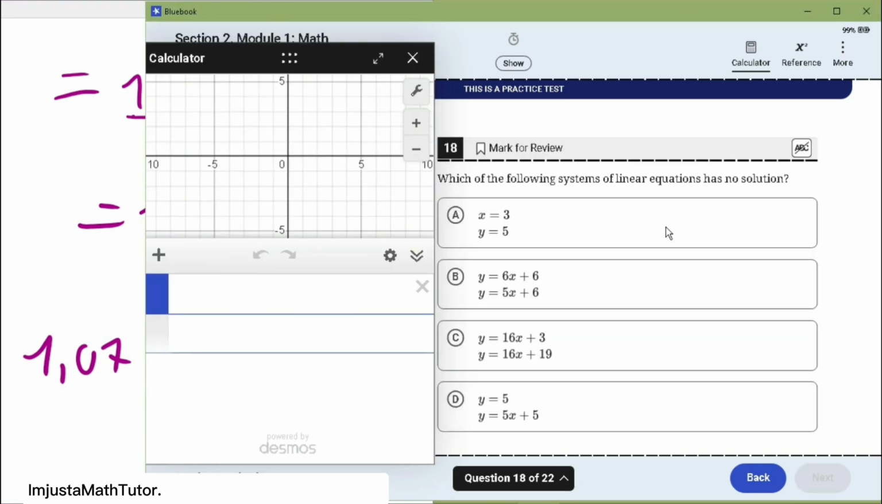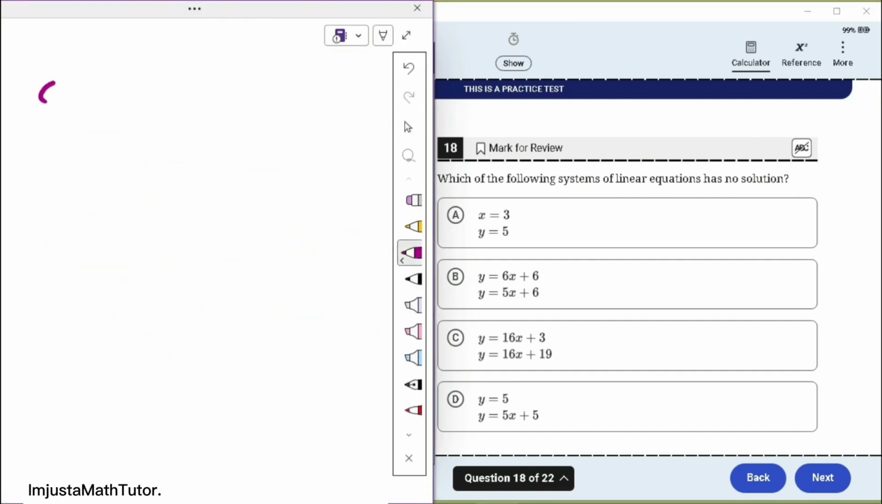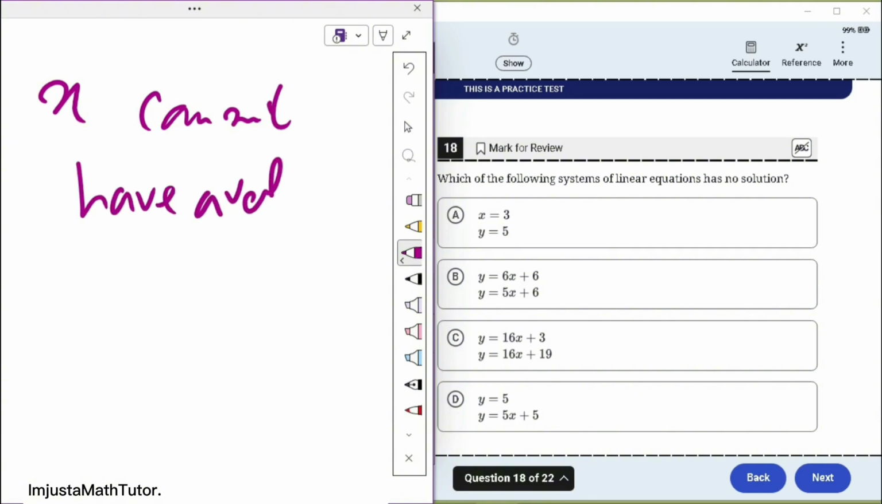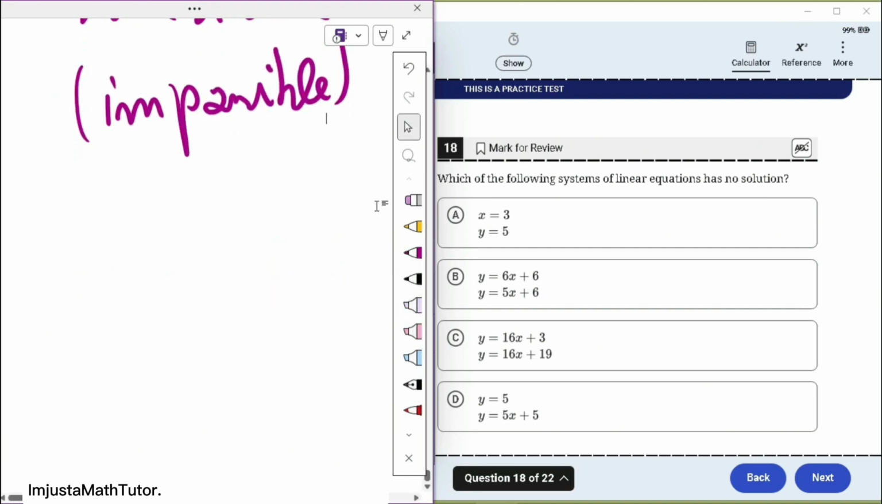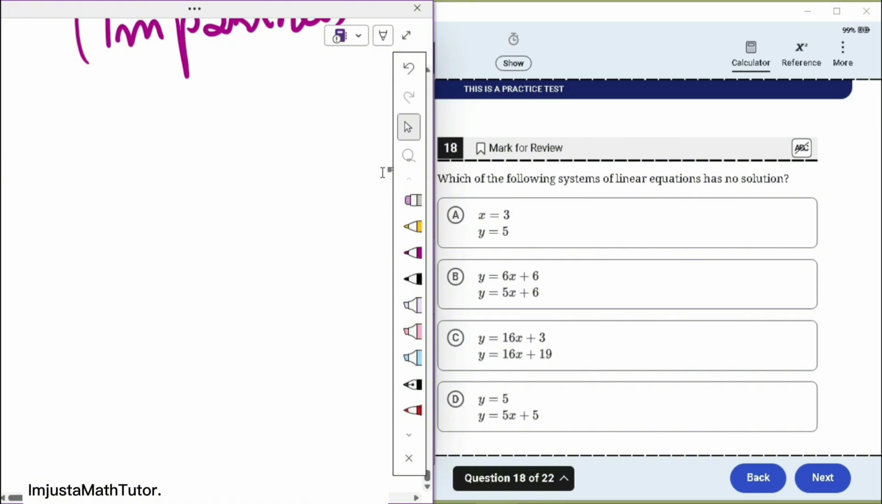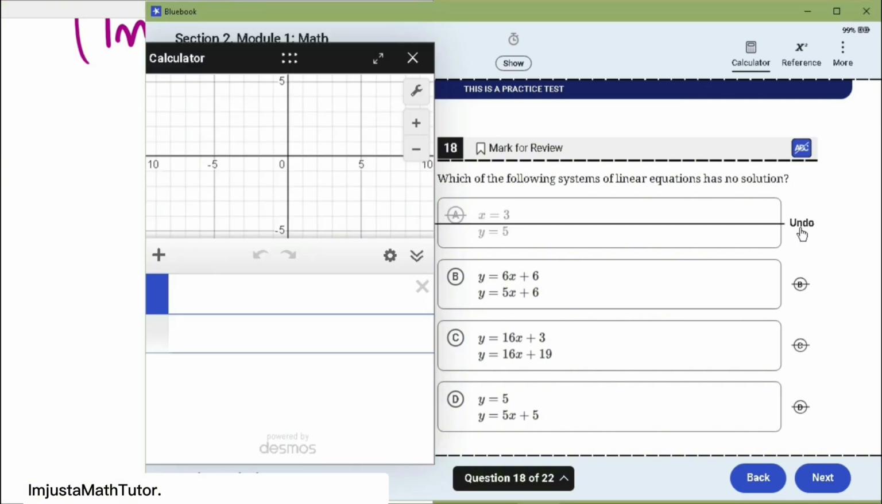Which of the following systems of linear equations has no solution? Now, what do we mean by no solution? No solution is that x or any variable cannot have a value. It's impossible or absurd. So it does not equal something. Now, we are talking about systems, so it's x and y, so both x and y shouldn't have values. Now let's cross option A out because x and y already have values 3 and 5.